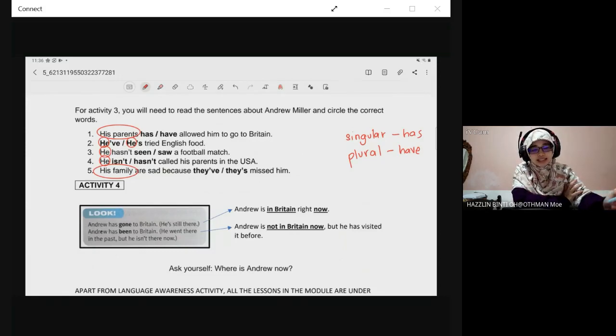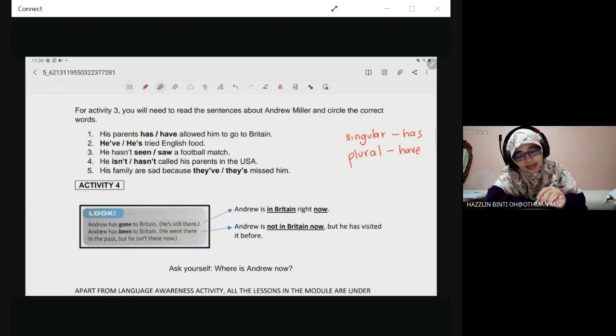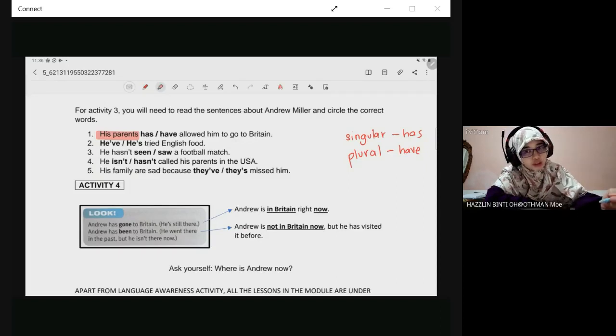Okay, so let's discuss the answer. Let's look at the first sentence. His parents. There's an S at the back. Parents. So is that singular or plural? Plural. So we have to use "have". Very good, Ibrahim. Okay, we have to use "have". So that is the correct answer. His parents have allowed him to go to Britain.